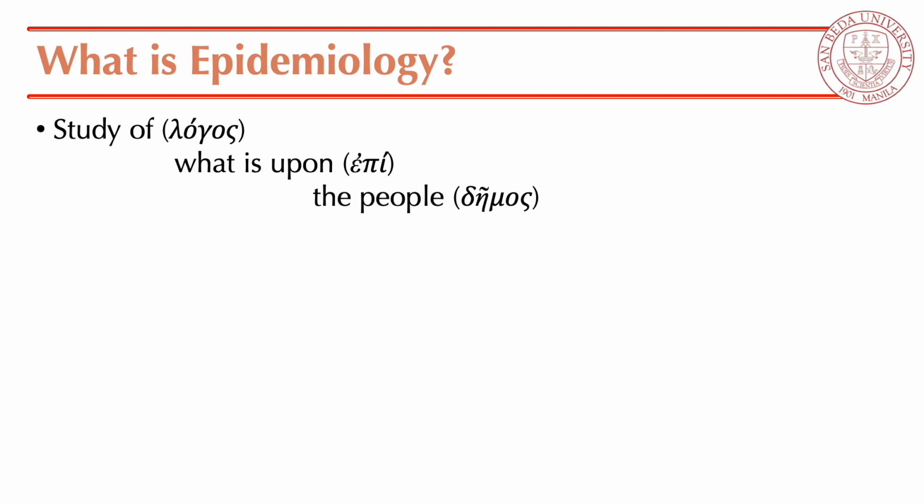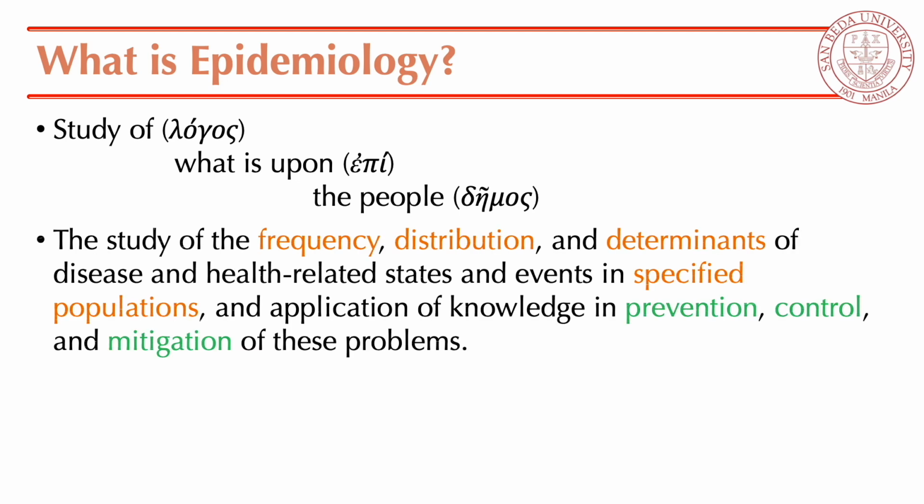So, to put this definition more into context, we elaborate by saying that epidemiology is a study of the frequency, distribution, and determinants of disease, as well as health-related states and events in a particular population of interest. Now, the epidemiologist takes all of this information and applies it so that disease can be prevented, controlled, and mitigated.